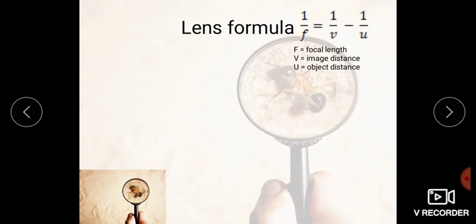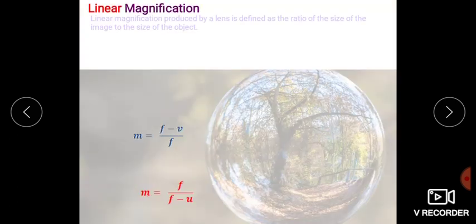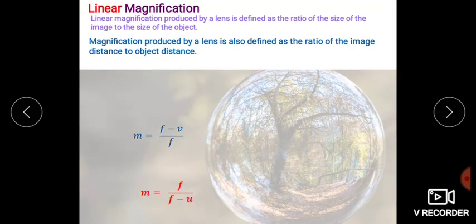Here we are getting a magnified size, and the object and image are both on the same side. So this is the first case, of course. This is called linear magnification. The linear magnification produced by a lens is defined as the ratio of the size of the image to the size of the object. Magnification produced by a lens is also defined as the ratio of the image distance to the object distance. So we can define it either way.